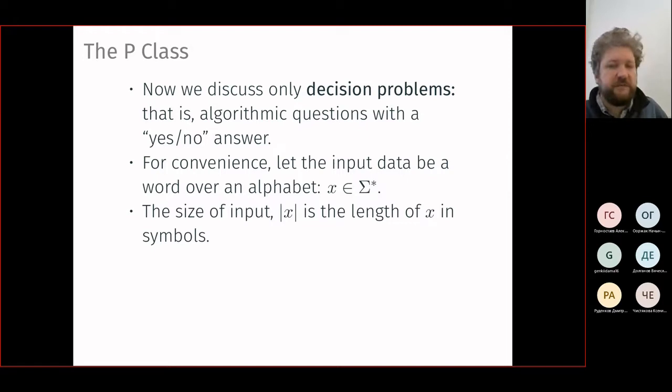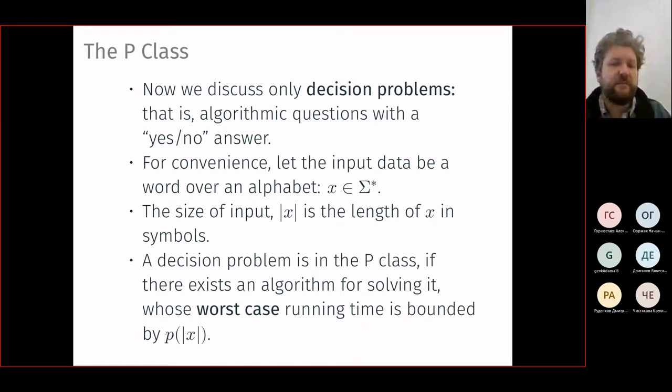So there is the size of the input, which is the length of the input in symbols. It doesn't matter how many letters are there in the alphabet, because you can always encode them with only linear growth of the length of the string. You can encode them with zeros and ones. And the decision problem is in the polynomial class called P if there exists an algorithm for solving the problem whose worst case running time is bounded by a polynomial of x, of the length of x.